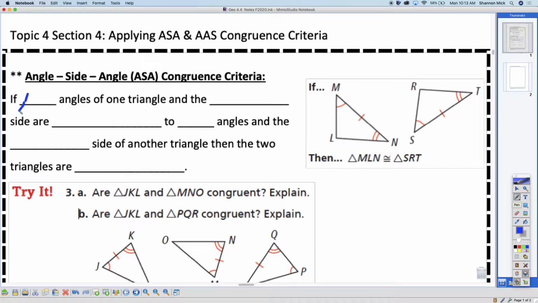If two angles on one triangle and the what side? Hypotenuse. No. Hypotenuse and legs are only in the right triangles. So don't just shout out things.